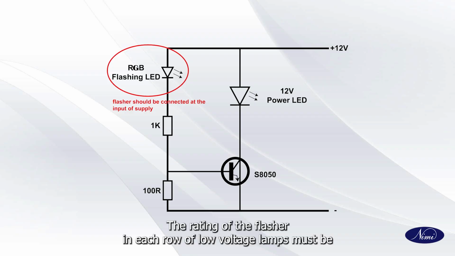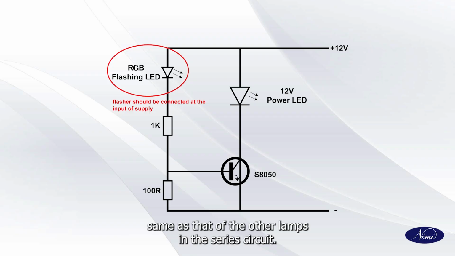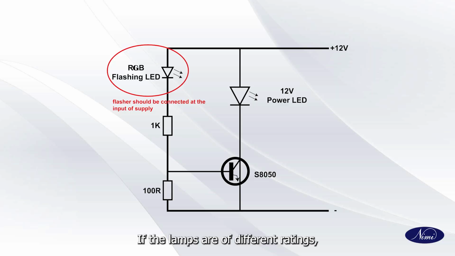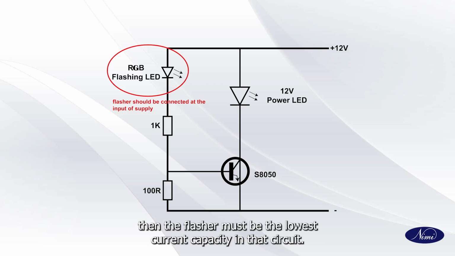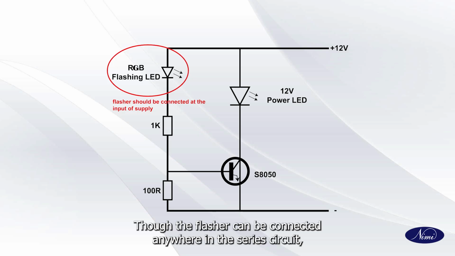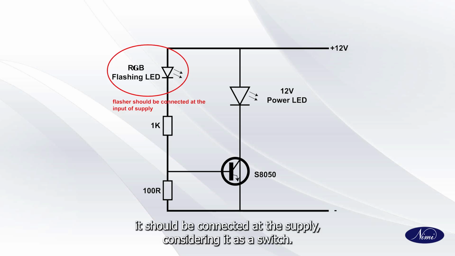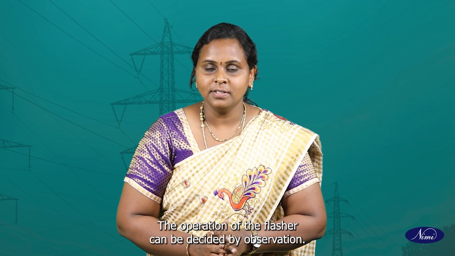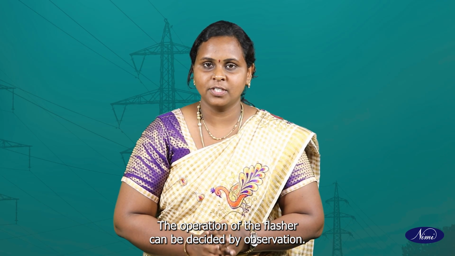The rating of the flasher in each row of low voltage lamps must be the same as that of the other lamps in the series circuit. If the lamps are of different ratings, then the flasher must be of the lowest current capacity in that circuit. Though the flasher can be connected anywhere in the series circuit, it should be connected at the supply, considering it as a switch. The operation of the flasher can be decided by observation.